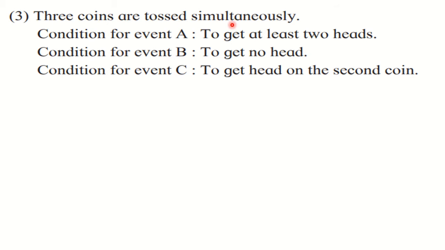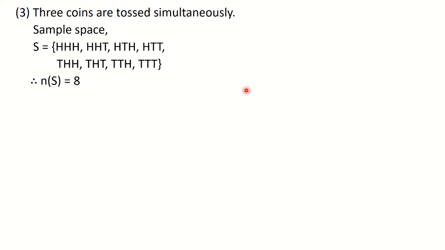3 coins are tossed simultaneously. Condition for event A: to get at least 2 heads. Condition for event B: to get no head. Condition for event C: to get head on the second coin. Now let us write down the sample space for 3 coins tossed simultaneously. Here we will get 8 sample points.